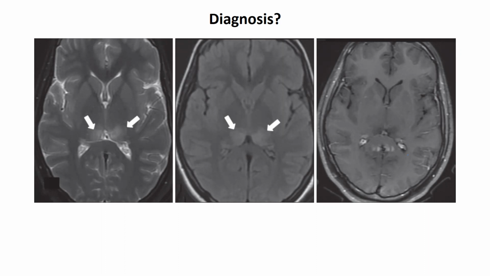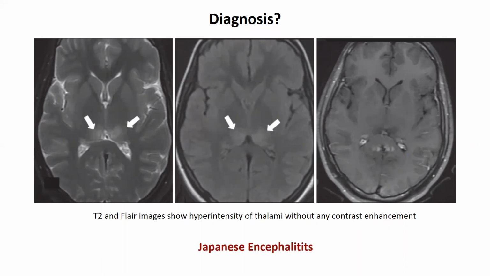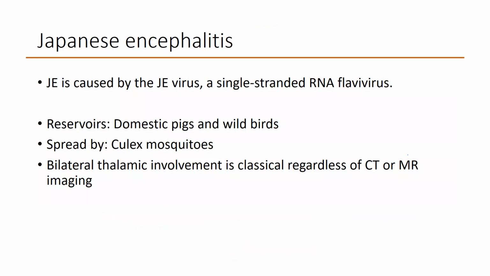So you have T2, FLAIR and post-contrast images, which are showing hyperintensity of thalami, and in the third image there is no contrast enhancement. So this is a typical patient with Japanese encephalitis. Patients can present with an acute onset extrapyramidal syndrome, a akinetic rigid syndrome. Japanese encephalitis, as you all know, is caused by a single-stranded RNA flavivirus. The reservoirs are domestic pigs and wild birds, spread by Culex mosquitoes. And bilateral thalamic involvement can be visualized in CT or MRI.